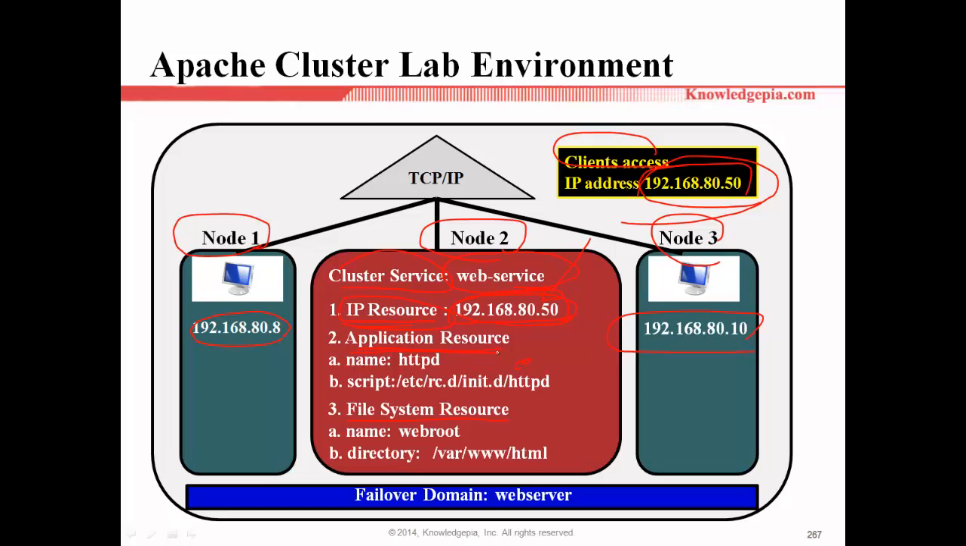For the application resource, the name will be httpd, and this will use the script here: /etc/rc.d/init.d/httpd. Number 3, the file system resource. A web server needs a root directory. Normally we use the directory /var/www/html. In my case, the name will be web root, and to mount this directory I will create the GFS file system.